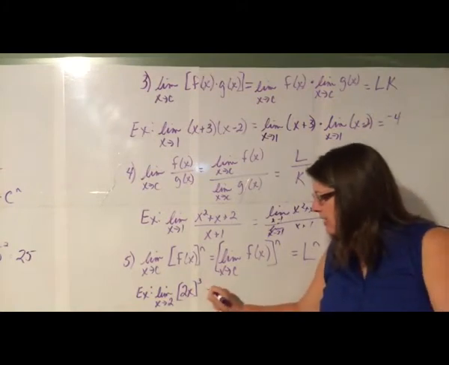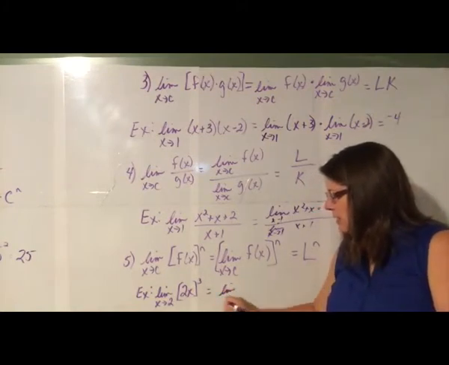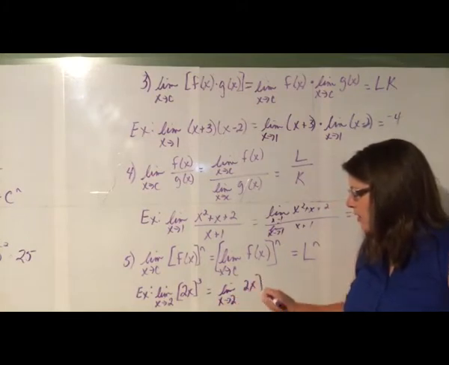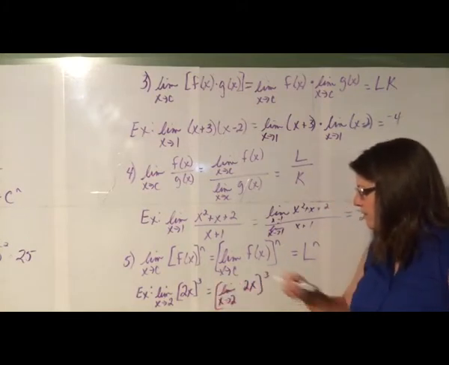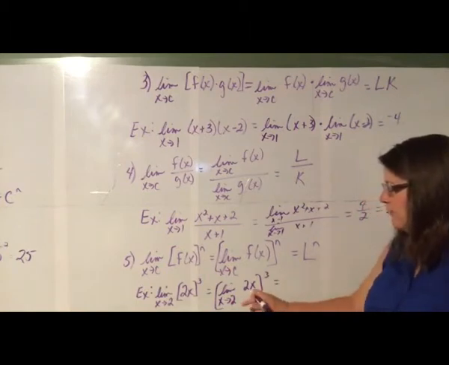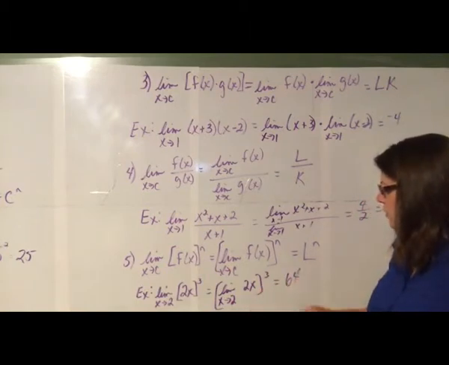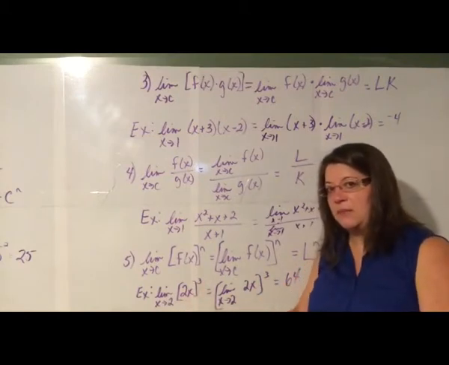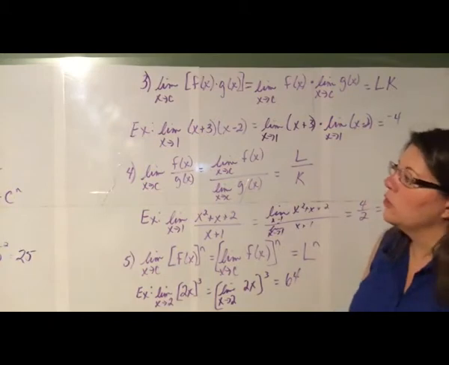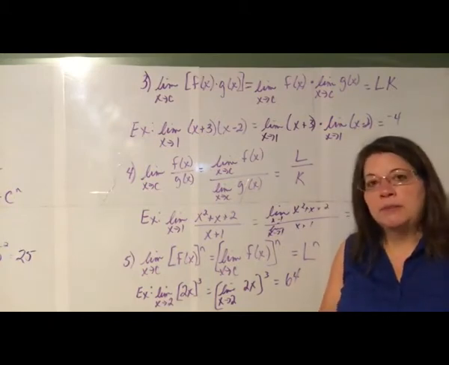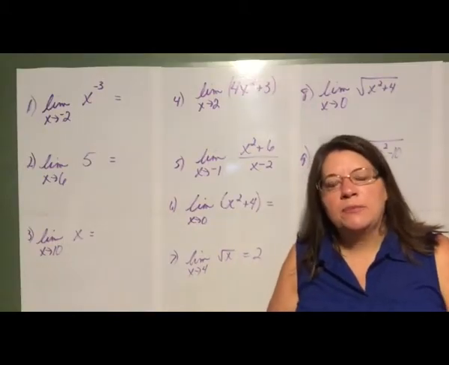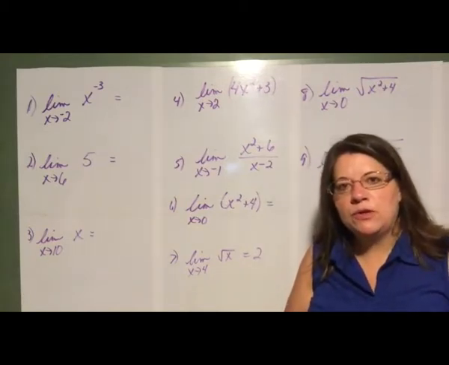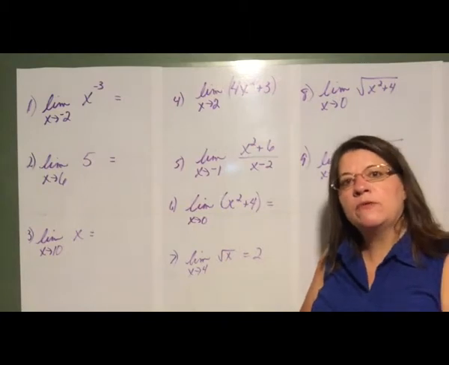I can rewrite that as the limit as x approaches 2 of 2x all to the third power. And so then if I plug 2 in, I get 4. 4 cubed is 64. Again, it's just as easy to do it right there. It means the same thing. Okay? So those are your properties for limits. I have 9 problems here. Go ahead and copy the problem, pause the video, see if you can do these on your own, and then I'll come back and give you the answer in a few minutes.